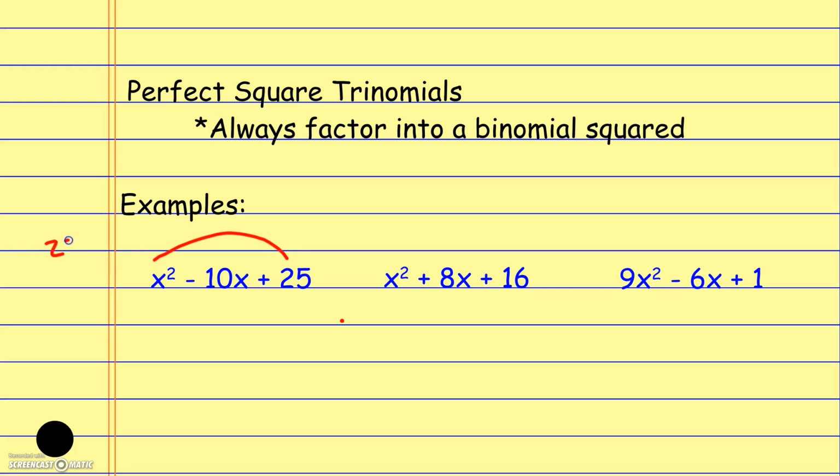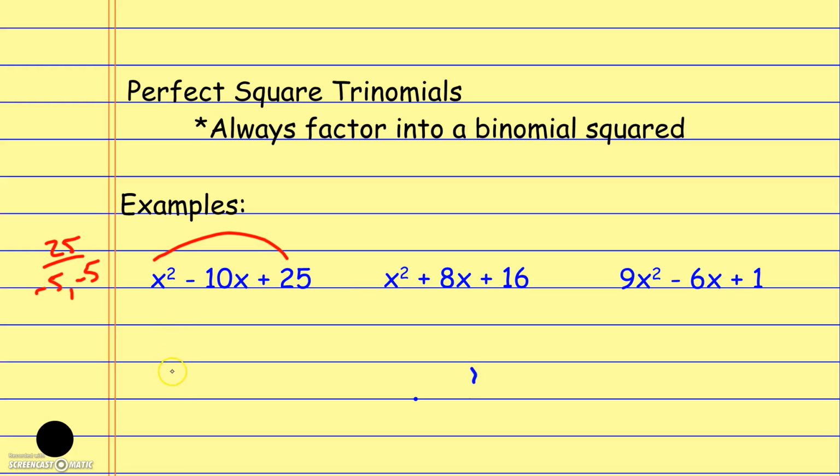That gives me a 25. The two numbers that multiply to 25 but add to -10 are -5 and -5. And that's how I tell that this thing's a perfect square trinomial. As soon as I get the same value twice here, the -5 and the -5, that means that I'm dealing with a perfect square trinomial, which means this thing's going to factor into a binomial squared.